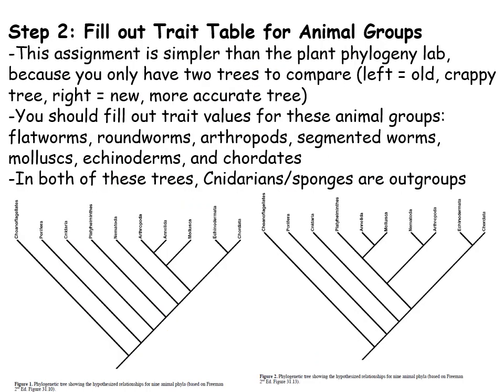And this assignment is actually simpler than when we did the plant phylogeny lab, because in this case, you're only comparing 2 trees that are given to you. So these are figures 1 and 2 from the lab manual, but I've reproduced them here. So you can look in the lab manual, or if you just want to watch this video to figure out what the trees look like, I can kind of tell you what these trees represent.